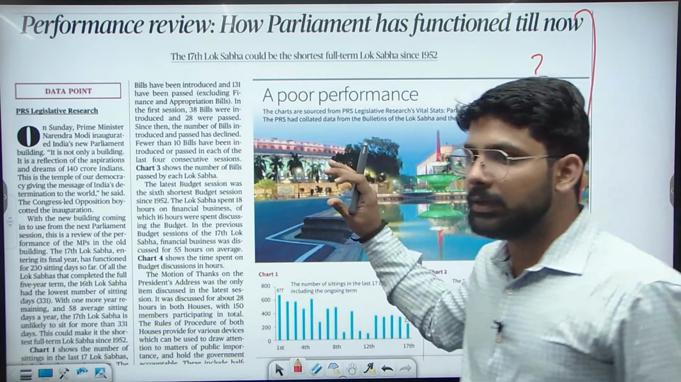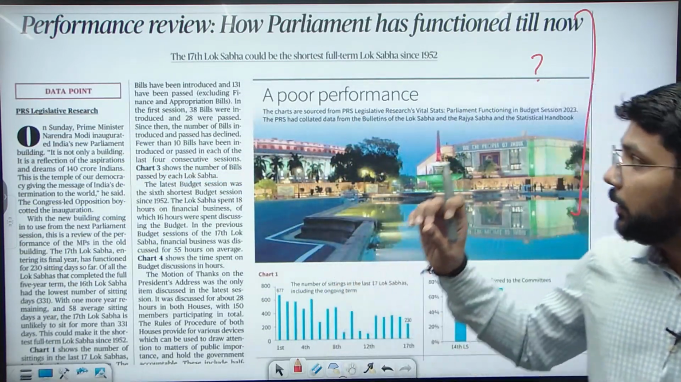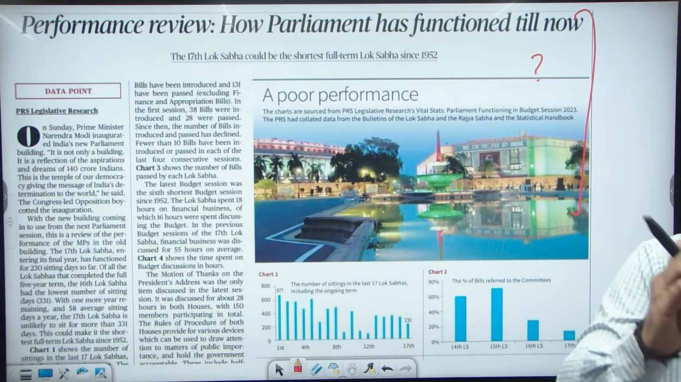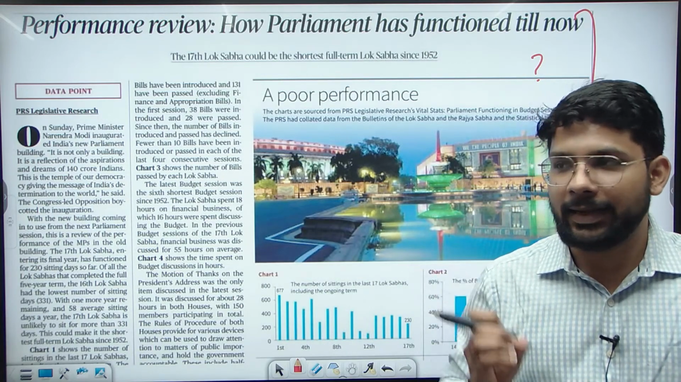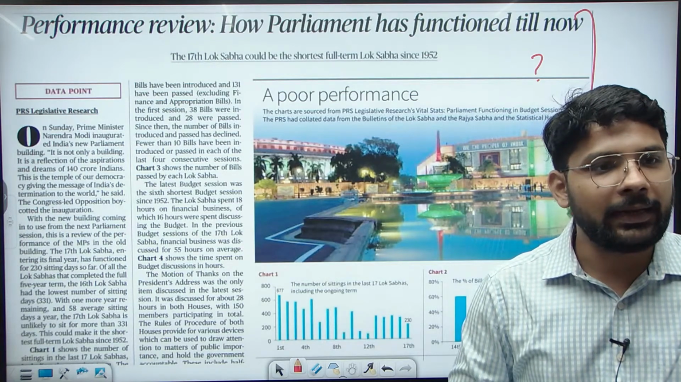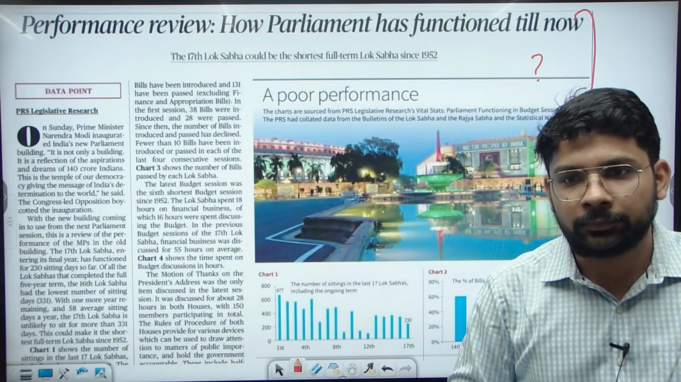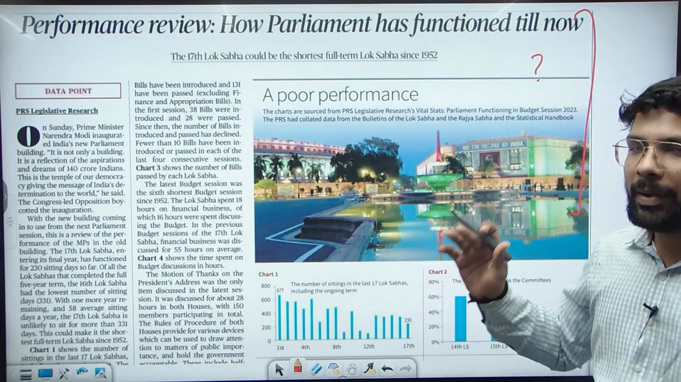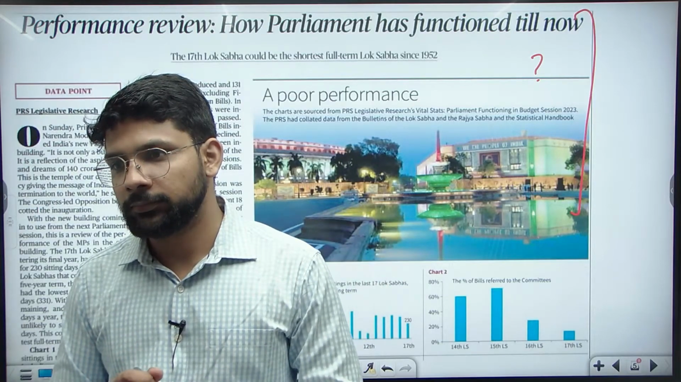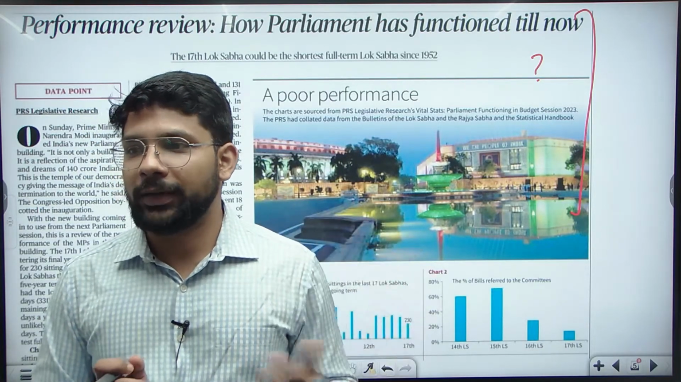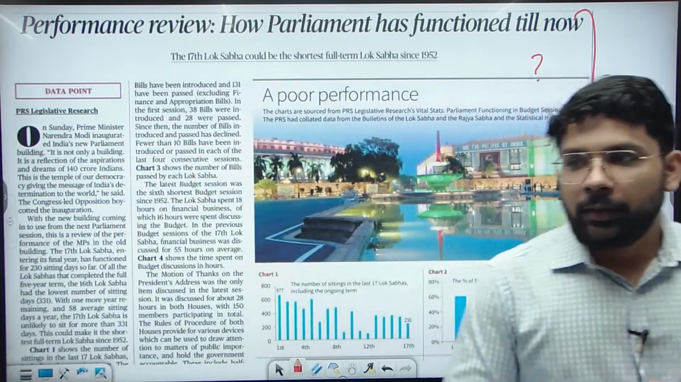This topic is important for your mains examination. Which kind of question can be asked on this topic? It is seen that over the last 5 decades, the productivity of the Lok Sabha is continuously decreasing. Critically analyze. Critically analyze the simple statements from the paragraph. These kinds of questions. So you need to write about the implication. What can be the implication of a lower number of days of the Lok Sabha? What can be the issue for it? So we will look at it point by point, and data is also important here.